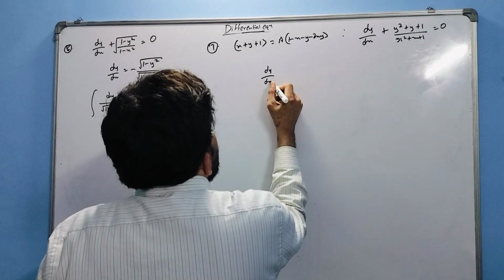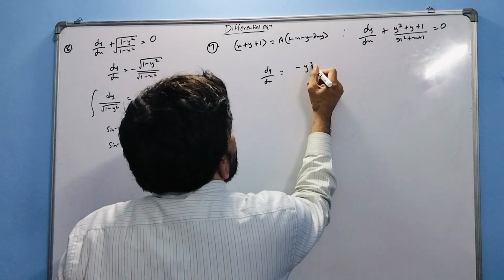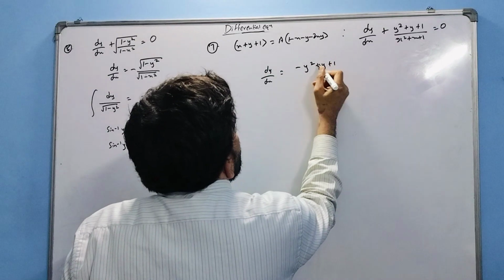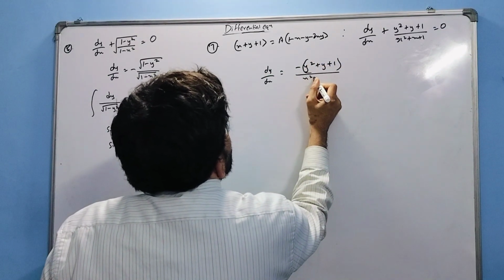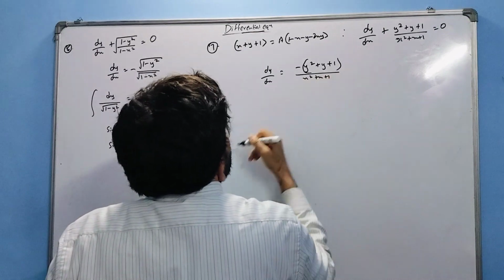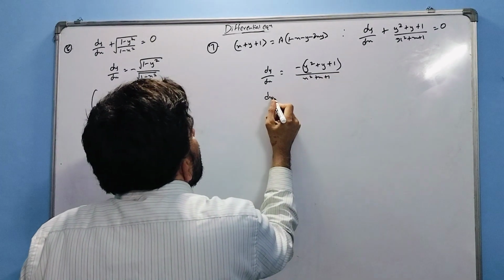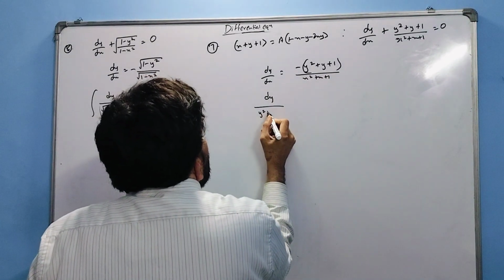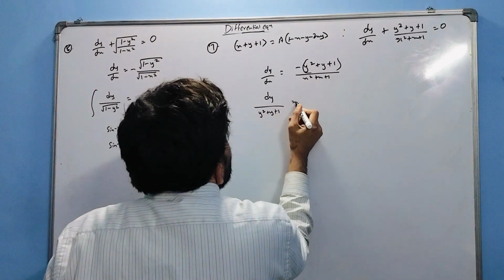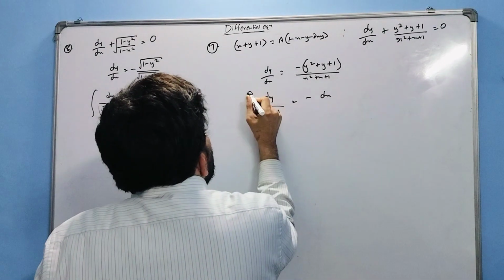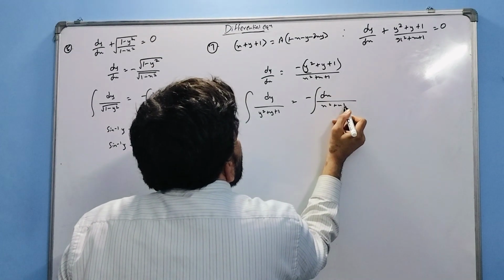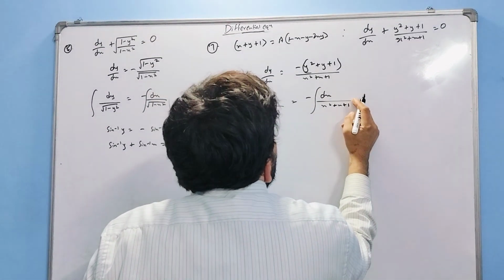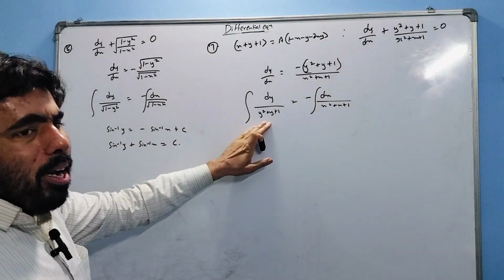What we can do is put here upon x square plus x plus 1. So now dy upon (y square plus y plus 1) is equal to minus dx upon (x square plus x plus 1). Now we'll try to integrate it. We all know how to integrate this by completing the square.